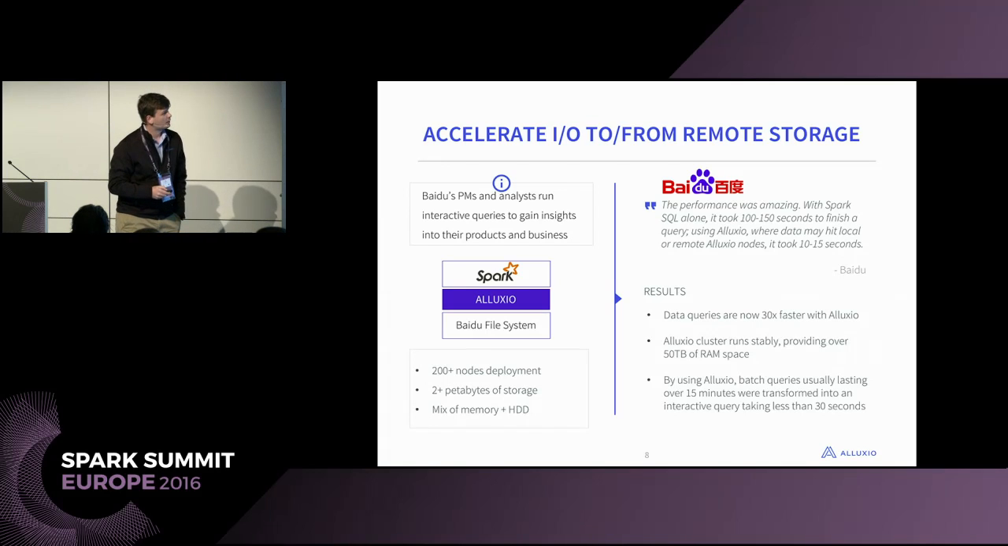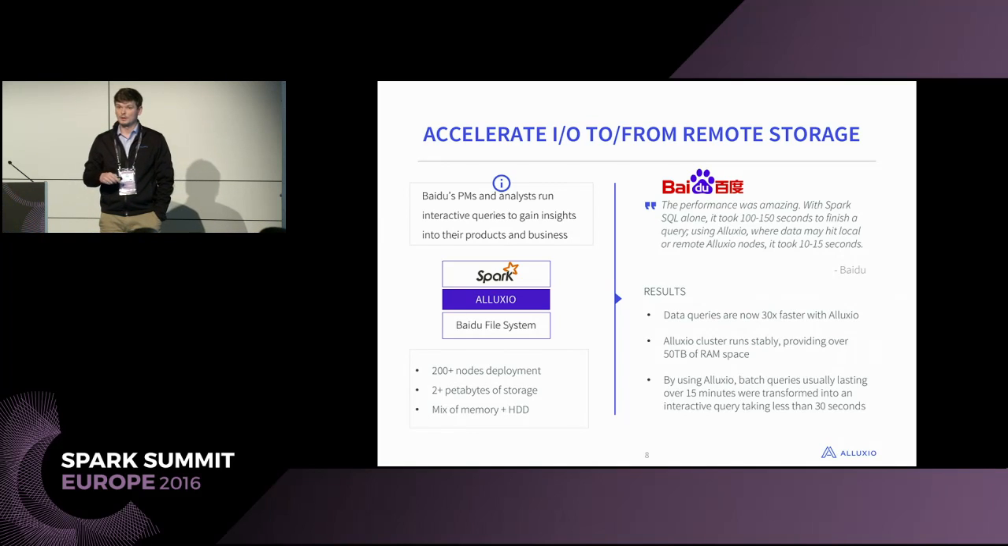And the quote from Baidu is that they were able to get pretty impressive speedups by adding Alluxio between their Spark applications and their remote file system. In particular, they were able to run data queries 30 times faster with Alluxio. That's 30x, not 30% faster. Their clusters would run stably for a prolonged period of time, managing over 50 terabytes of RAM space. And the batch queries that would typically last over 15 minutes without Alluxio would complete in less than 30 seconds when Alluxio was in the picture.